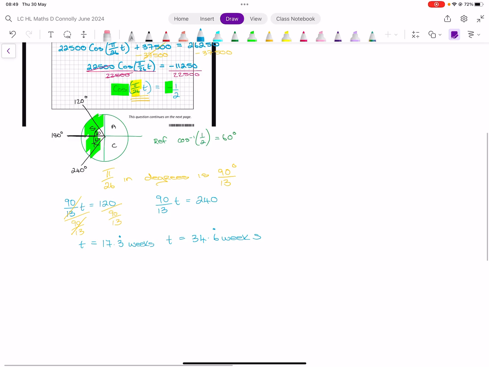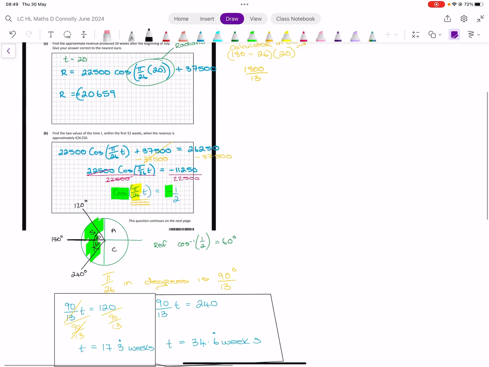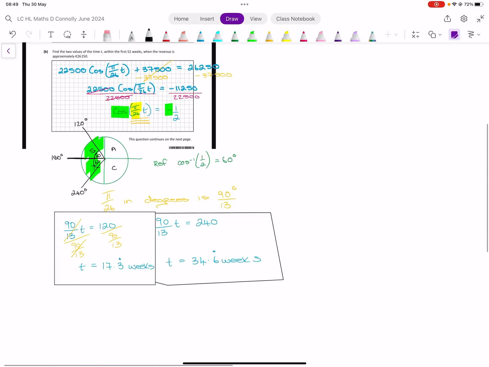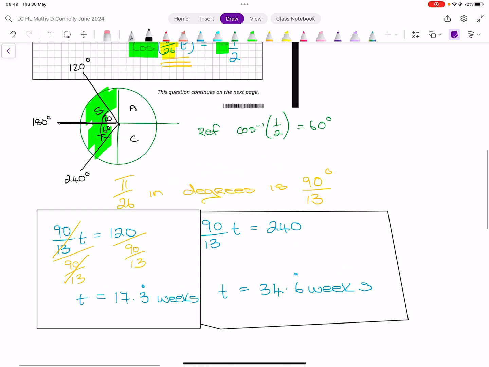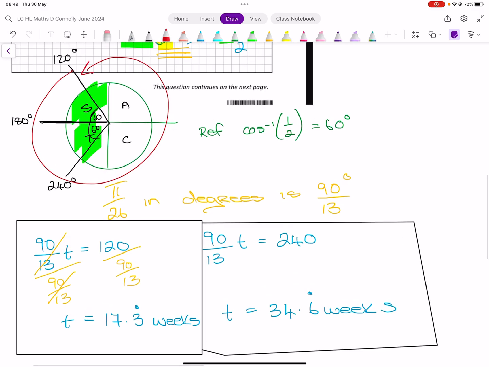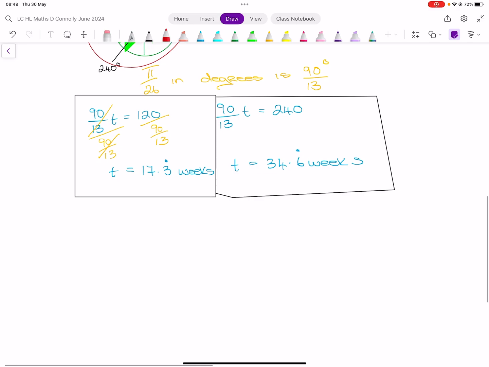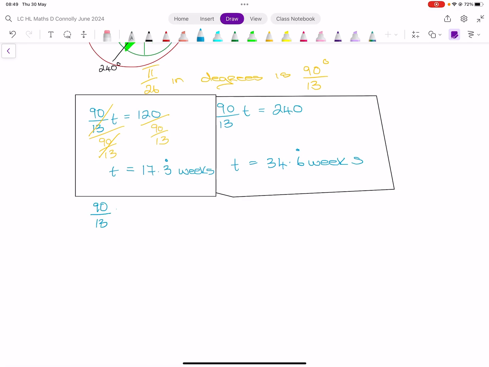Because I just want to check, it did say in the first 52 weeks. I did read that, didn't I? Yeah. So I'm going to go again, do another rotation. If I go from the 120 and go all the way around and back again, I will be adding on 360. So that's 480. So 90 over 13t equals 480. So t is 69.3 weeks. So that's too big.